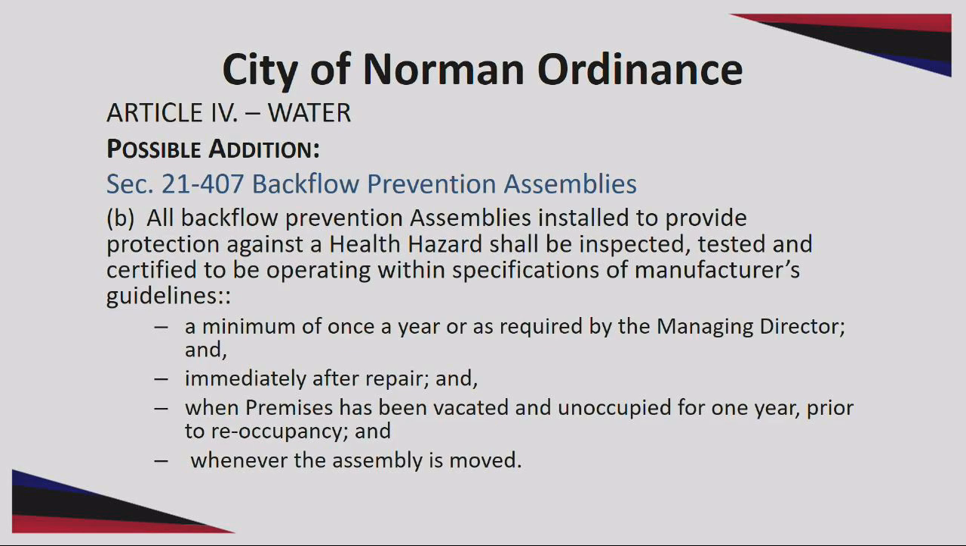This is a part of our ordinance that we would suggest. And what it basically says is, if you have a backflow assembly, you have to test it once a year. You have to test it after it's been repaired. If your building has been vacant for a year, you have to test it to show that it's going to work. And if you ever move it for whatever reason, you have to test it again.